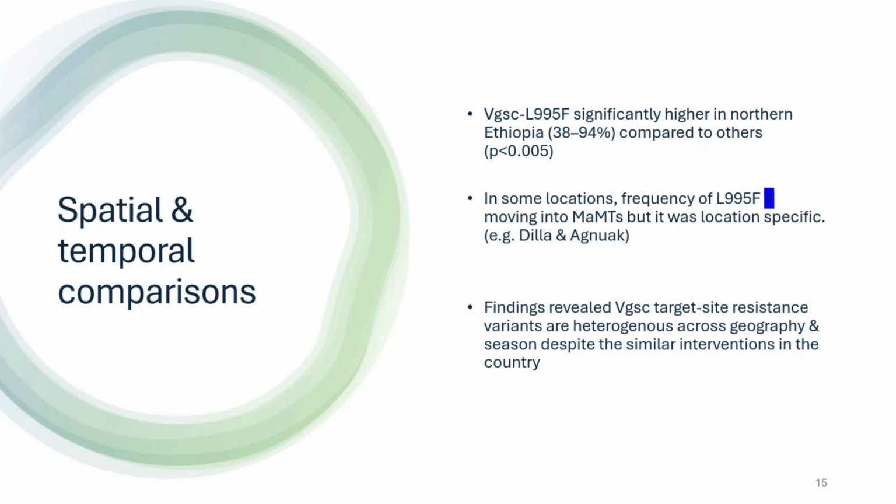So generally, our findings showed that the VGSC target site resistance variants are heterogeneous across geography as well as across season, despite the similar interventions that the country has been implementing.